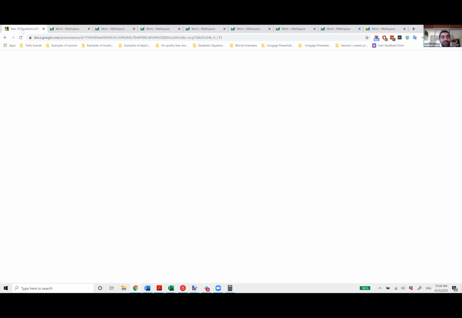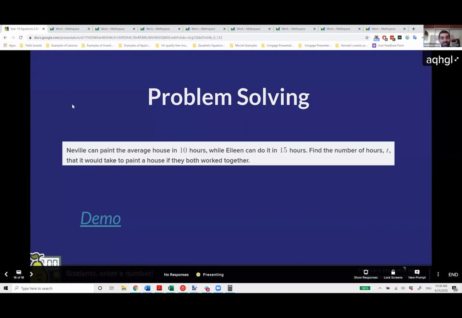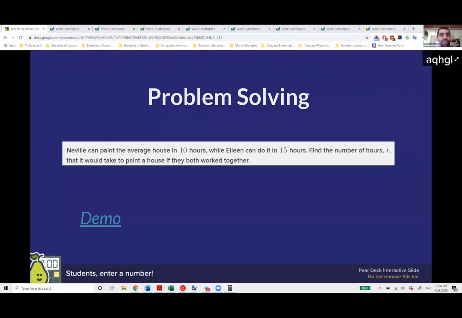All right, I'm going to give you a harder one. Let's do this. Neville can paint the average house in 10 hours, while Eileen can do it in 15 hours. Find the number of hours T that it would take to paint a house if they both worked together. This is a challenge.